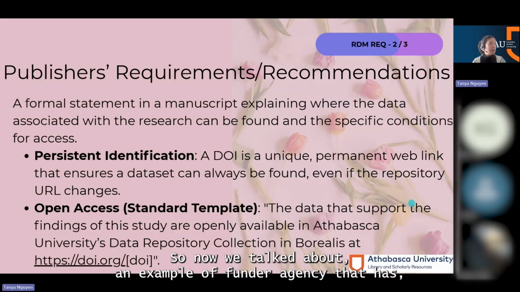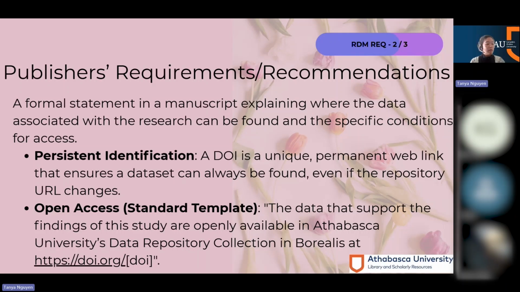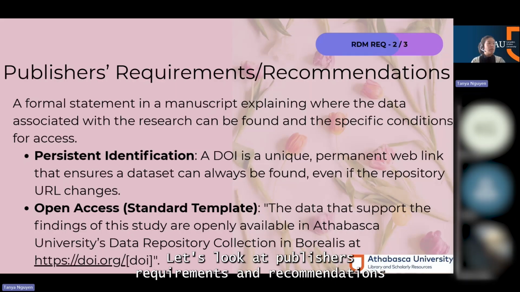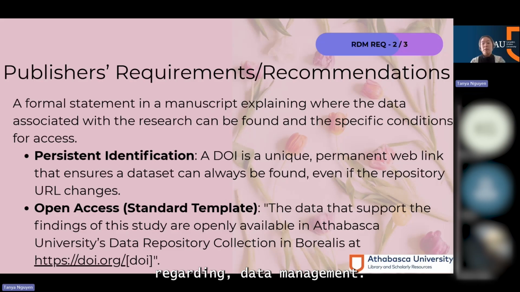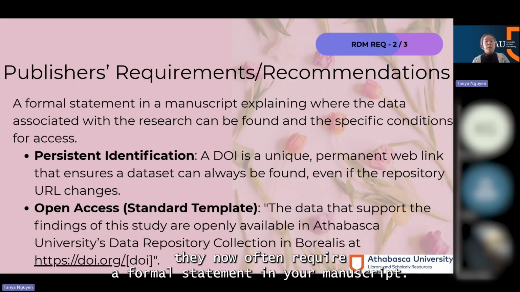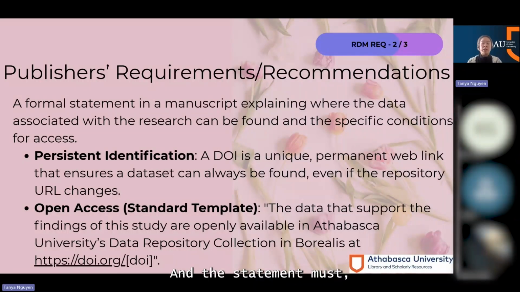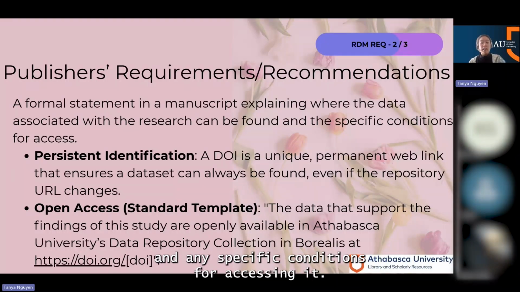Okay, so now we talked about an example of a funder agency that has RDM requirements. Let's look at publishers' requirements and recommendations regarding data management. So for publishers, they now often require a formal statement in your manuscript, and the statement must explain where your data is stored and any specific conditions for accessing it. It's all about transparency and accessibility.